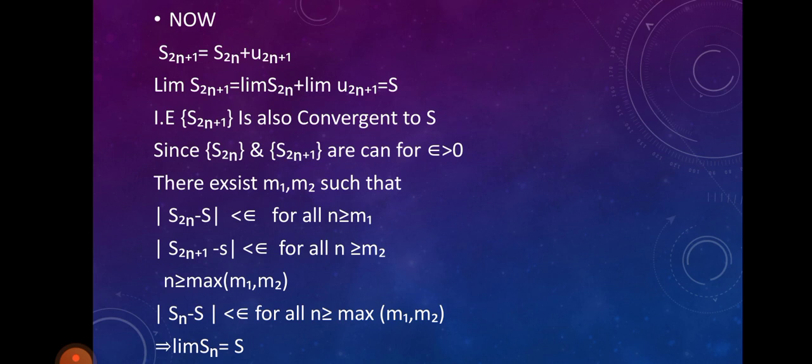Since sequence S2n and sequence S2n plus 1 both converge to S, for epsilon greater than 0, there exist m1, m2 such that mod of S2n minus S is less than epsilon for all n greater than or equal to m1, and mod of S2n plus 1 minus S is less than epsilon for all n greater than or equal to m2, and n is greater than or equal to maximum of m1, m2. So mod of Sn minus S is less than epsilon for all n greater than or equal to maximum of m1, m2. This implies that limit Sn equals S. Hence we prove our theorem.